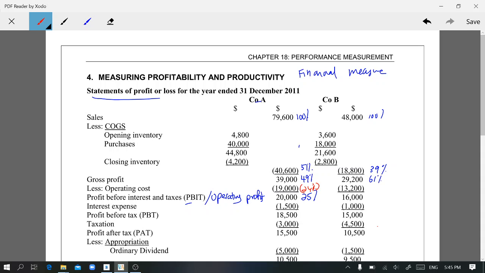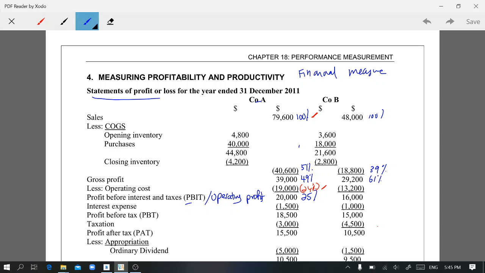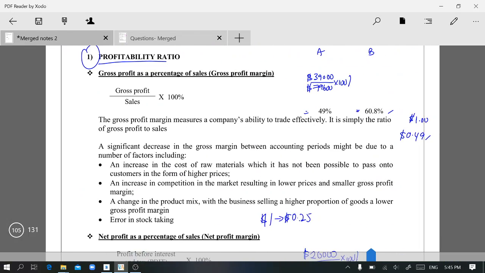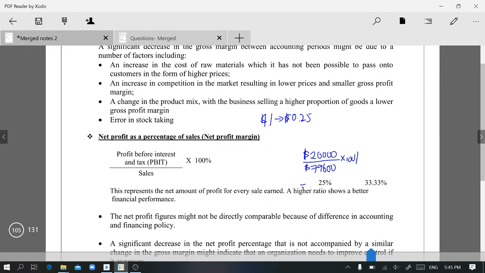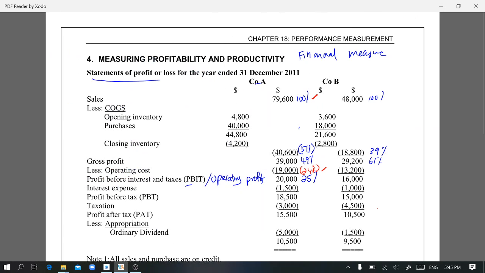Means out of the 100% sales, 24% is my expenses. Okay, 51% is my cost, 24% is my expenses. Okay, so 33% is a net profit margin. This net profit from sales is 33%.